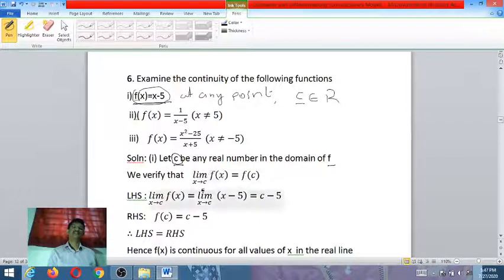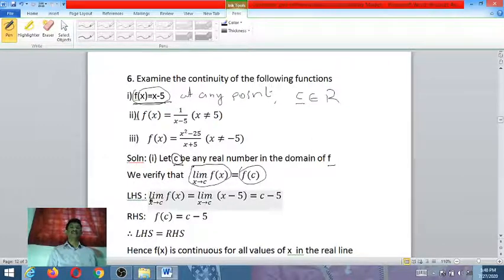In the last problems, we saw that at x equals 5, we had to check that the limit as x tends to 5 equals f of 5. Since that is not given here, we have to consider an arbitrary point, that is, let c be any point in the domain of f. We have to prove that the left hand side must be equal to the right hand side.